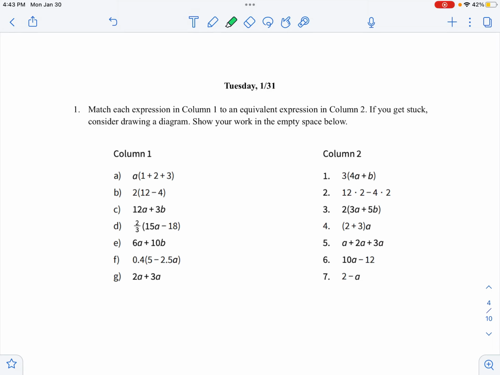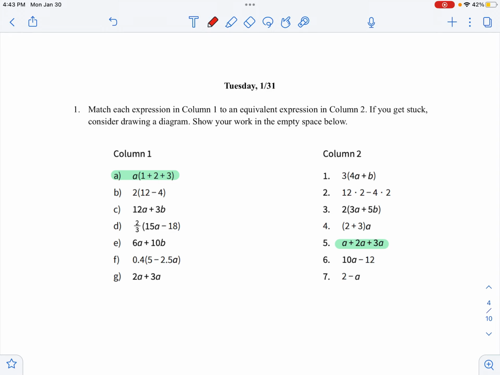In column 1, we can see that we have a set of expressions in both expanded and factored form. In column 2, we have the same thing, both expanded and factored form. I'm going to take a bird's eye view and see if anything sticks out to me as matching. The first thing that comes to mind is A matching with 5.